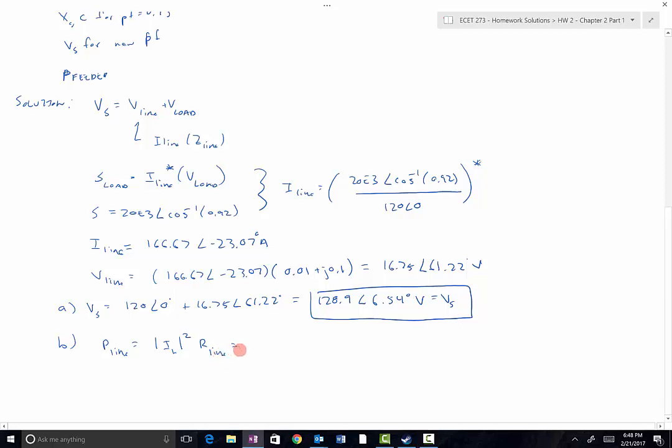So that's just the line current, 166.67 squared, times 0.01 ohms. And that gives me a power loss to heat of 277.79 watts of real power loss there.